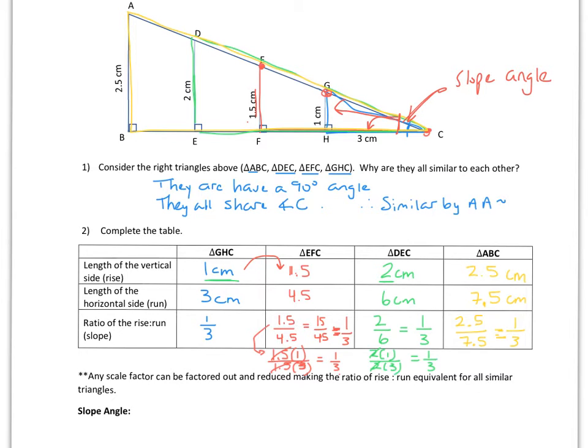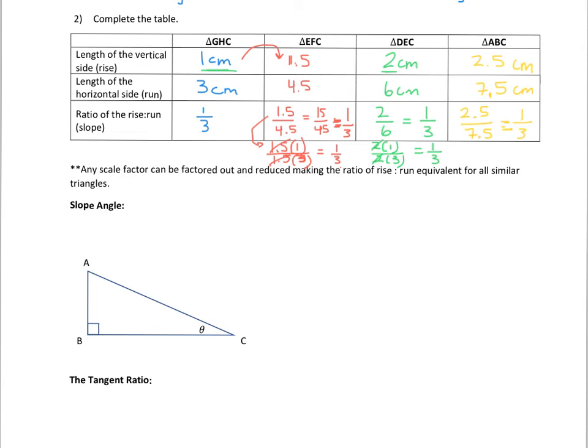The 1 centimeter is the side we say is opposite angle C, and the 3 centimeters here is the side adjacent to angle C. So let's just write in about the slope angle here.